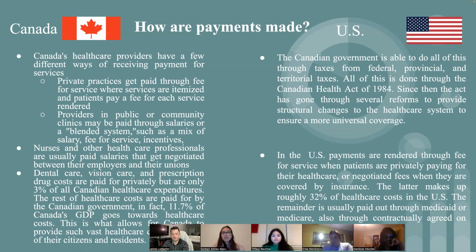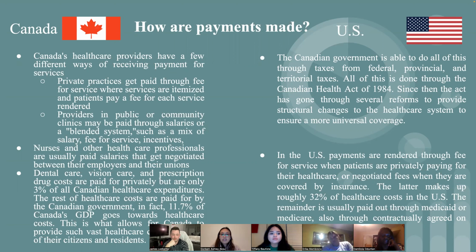I'm going to be talking about how payments are made in the Canadian healthcare system. Canada's healthcare providers have a few ways of receiving payment for their services. Private practices get paid through fee-for-service, where services are itemized and patients pay a fee for the services rendered. Providers in public or community clinics may be paid through salaries or a blended system, such as a mix of salaries, fee-for-service, and incentives.